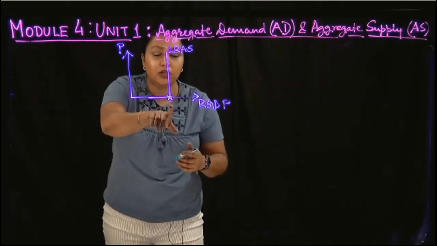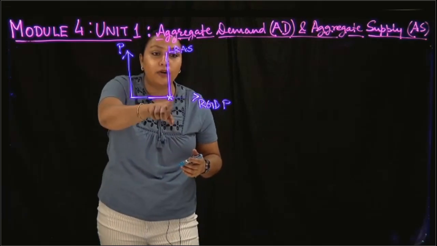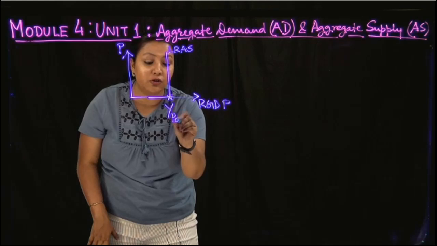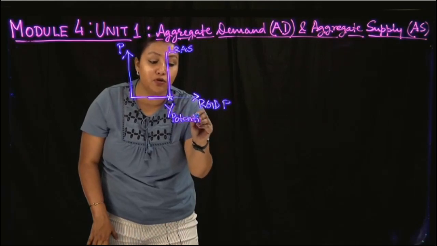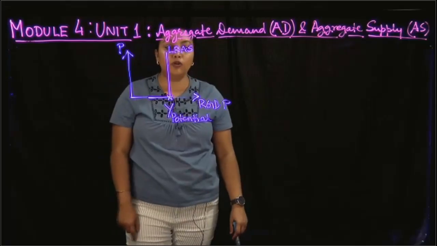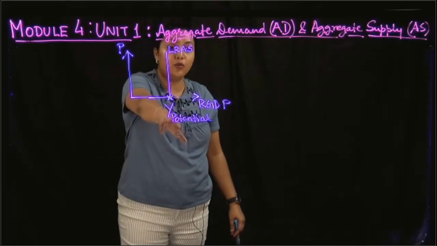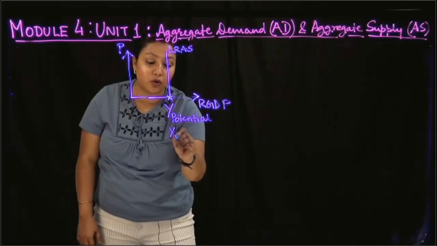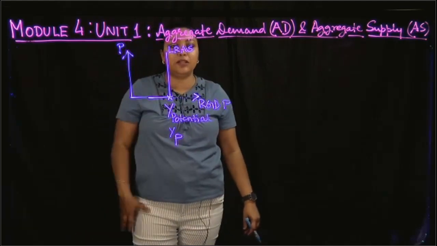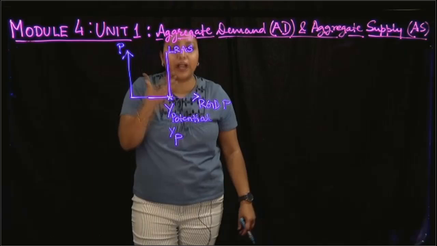So this real GDP corresponding to the long run aggregate supply is also known as potential real GDP. If you remember, GDP was denoted by capital Y in your module 3. So that's why I'm calling it Y potential. Simply, it is also called YP. So that's your potential real GDP. That means your country has reached its potential.